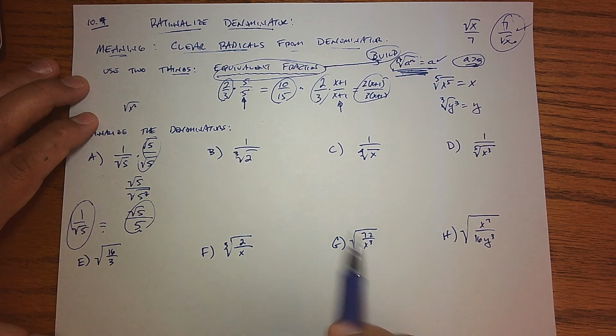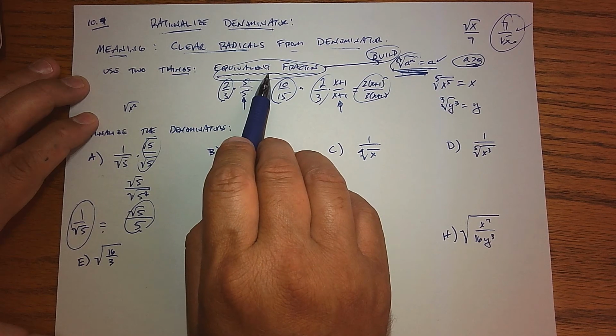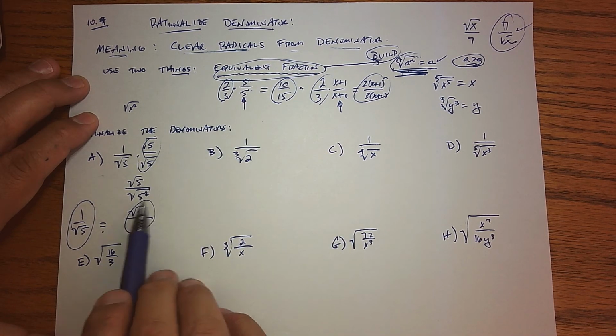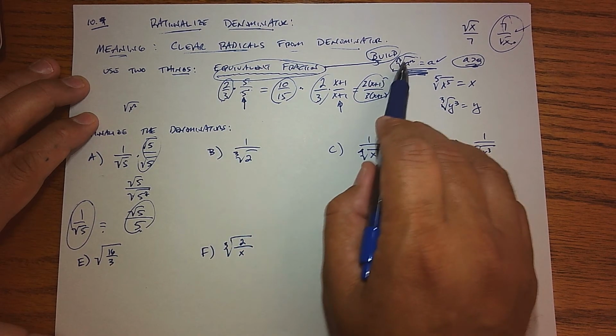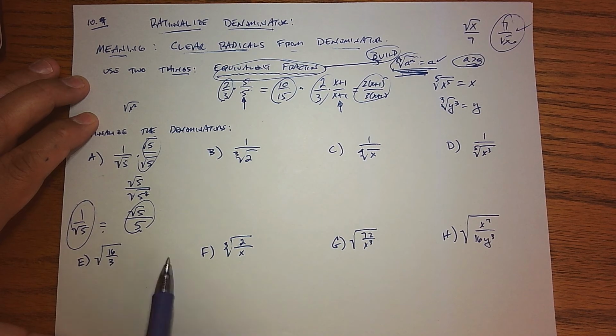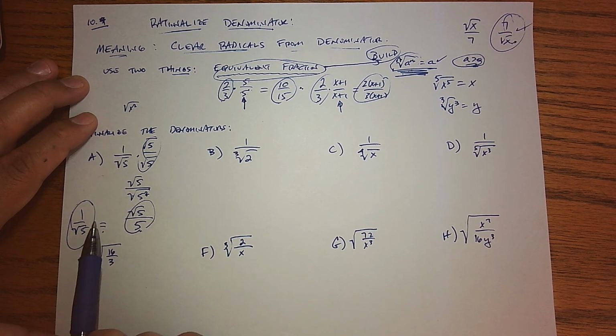So notice how that worked. I'm using an equivalent fraction to build the situation where I can use a power equal to the index so I can clear it. So that's what we do.